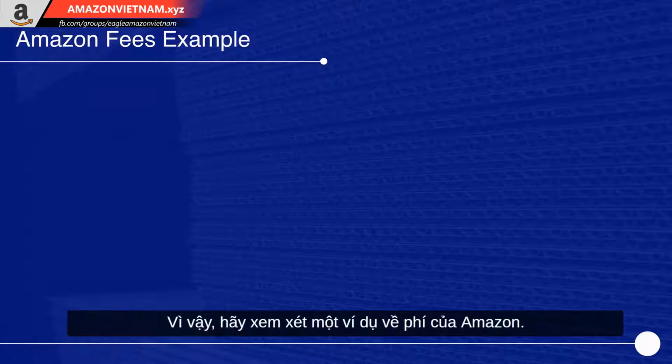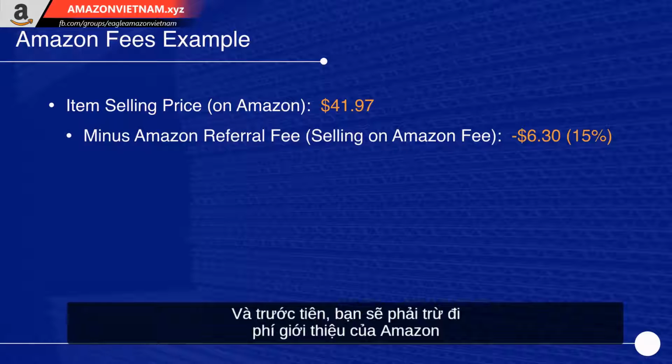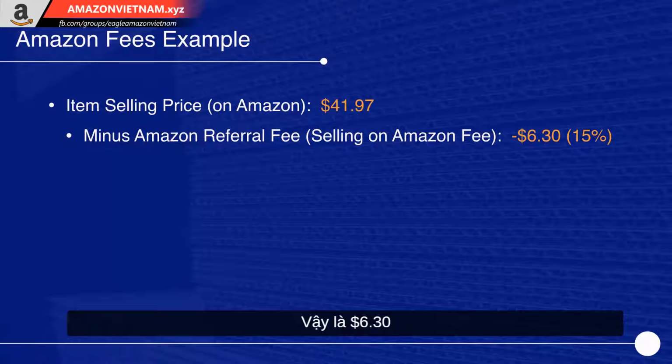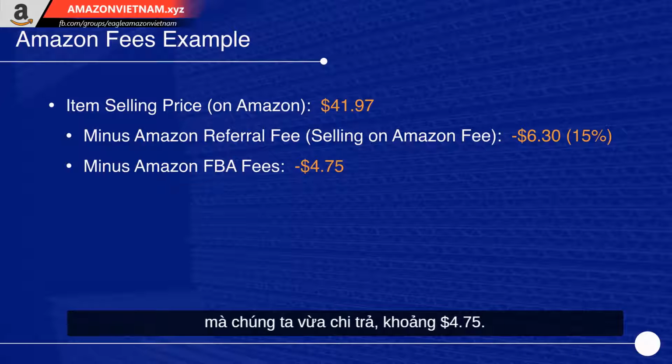So let's look at an Amazon fees example. Let's say the item was selling on Amazon for $41.97. Then firstly, you would have to subtract the Amazon referral fee, which again, remember, we're treating as a commission, which is 15%, so that's $6.30. Then we have the Amazon FBA fees, which we've just covered, which would amount to around $4.75.